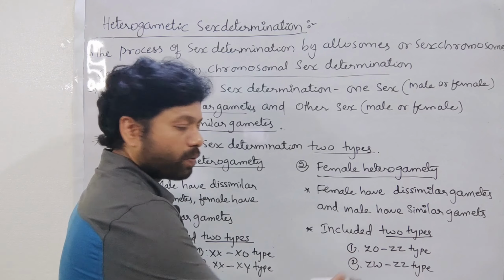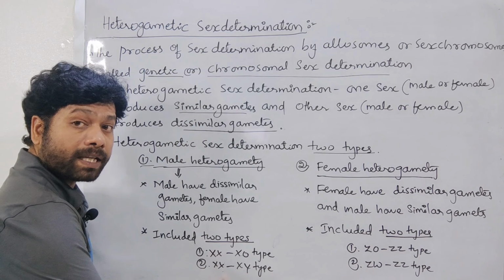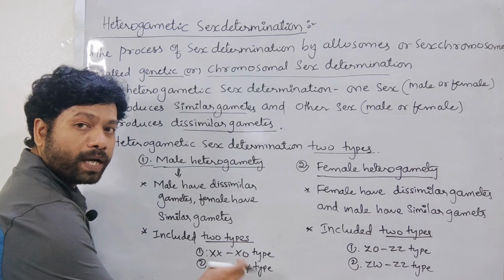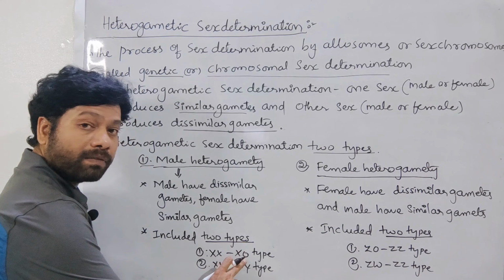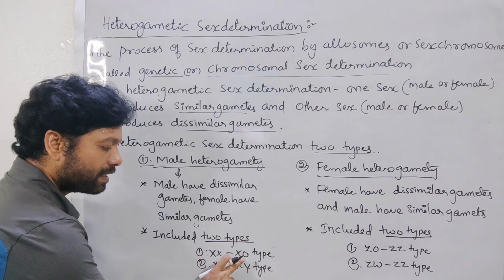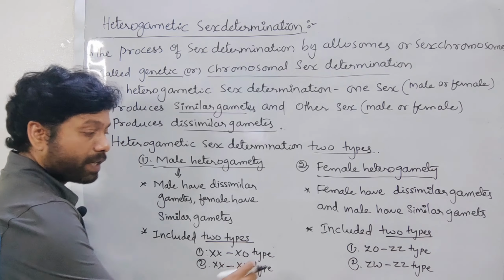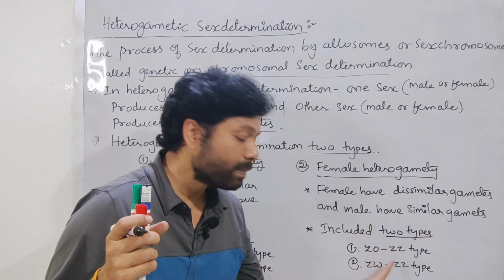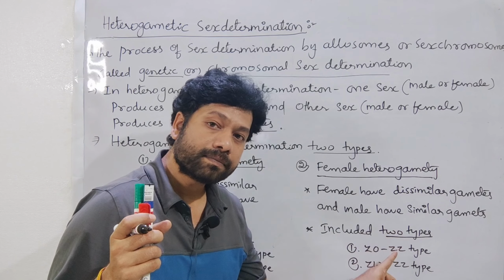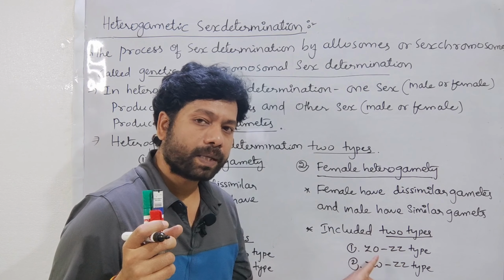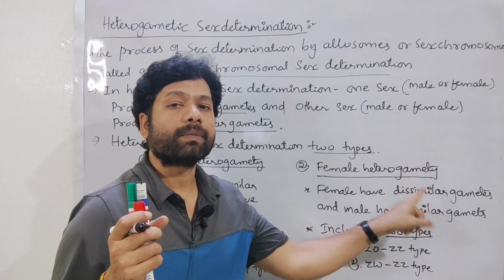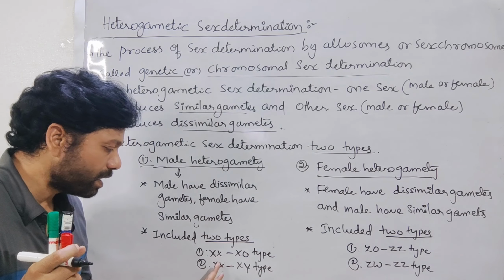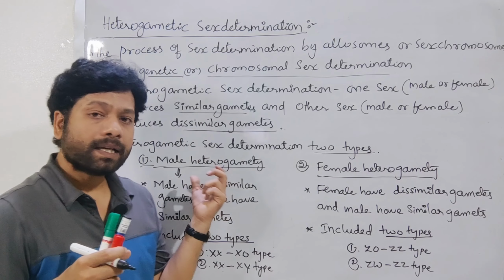For example, in these cases, which is similar and which is dissimilar? XX is similar, XO is dissimilar. Here the dissimilar one is heterogametic. In this one, which is the male and which is the female? Here the male is the different one. In ZO, ZZ type and ZW, ZZ type, it is female heterogamety. In this one, which does the female belong to, ZO or ZZ? ZO. So the female is ZO, because it is female heterogamety. In the case of the male, XX, XO: here XX is the female and XO is the male. Understood?